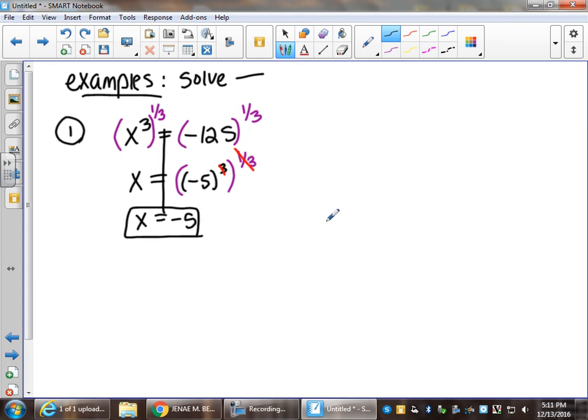I never had an even root, right? 3 is odd. And I never had an even power because the numerator is 1. So there was no plus minus, there was no need to check. So odds of all kinds here are nice, okay? Number 2.